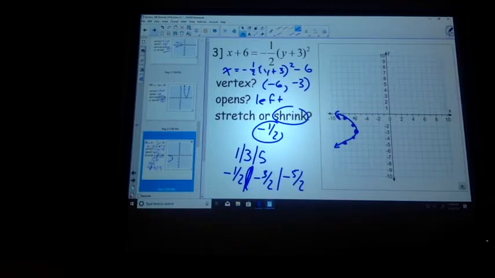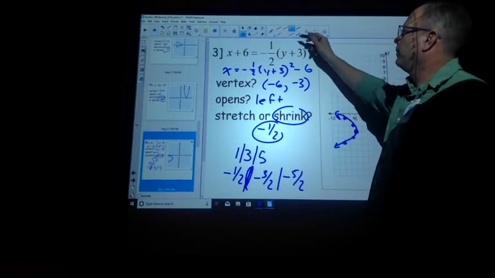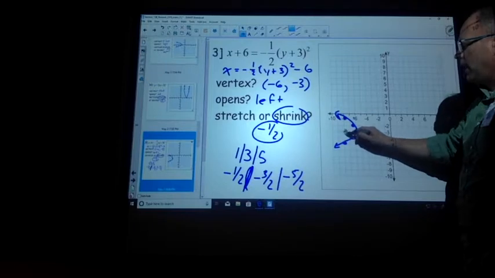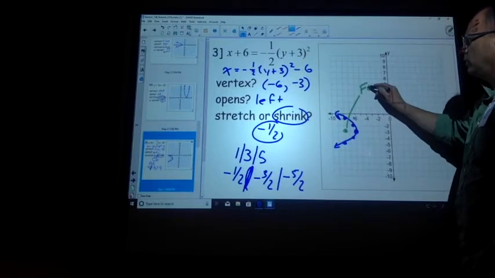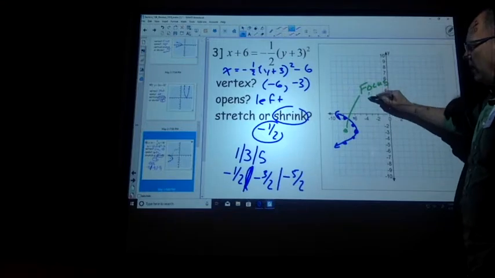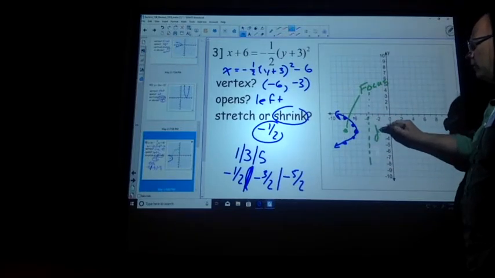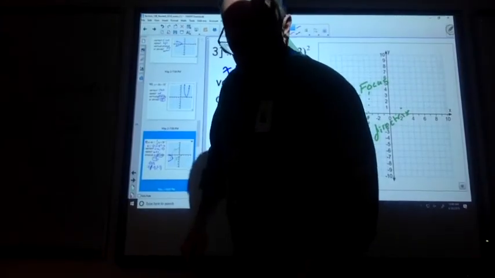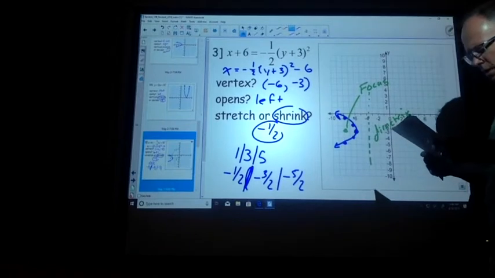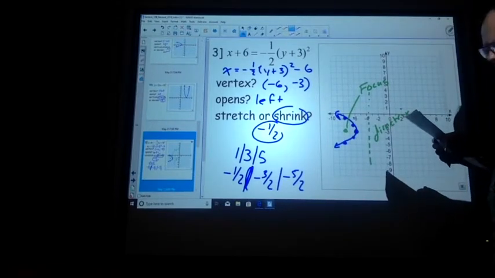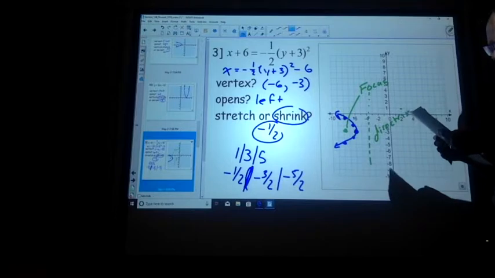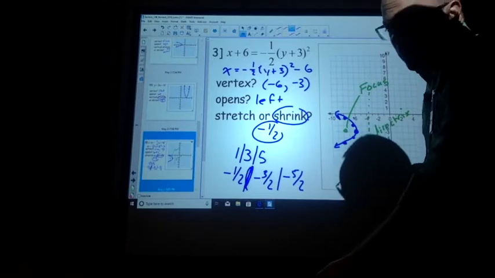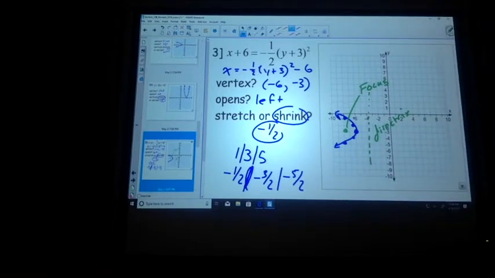So a few things that come with parabolas that we don't talk about a whole lot. You don't need to know this, but there is a point out here that is called the focus. And then there's a vertical line back here that's called the directrix. And the focus is at, I'm not going to throw the equation in because it'll goof you up. You don't need to know it.